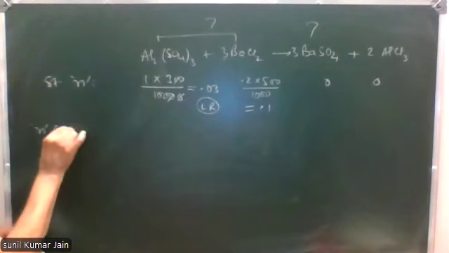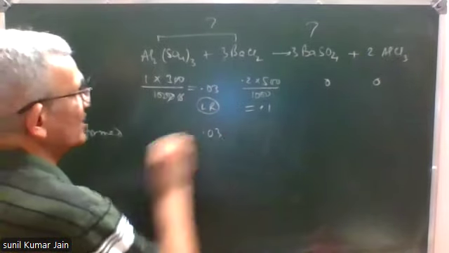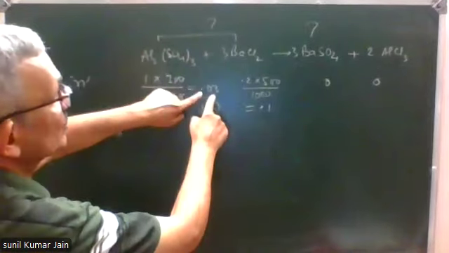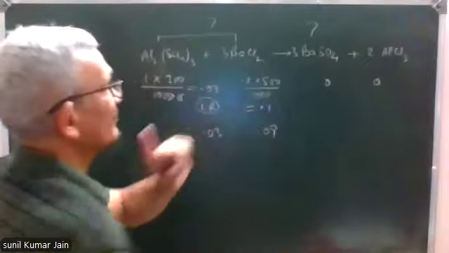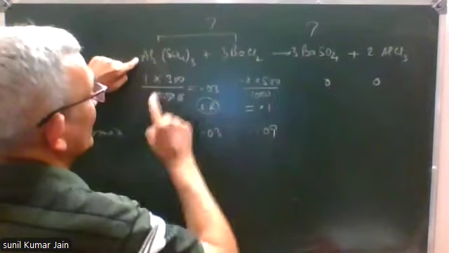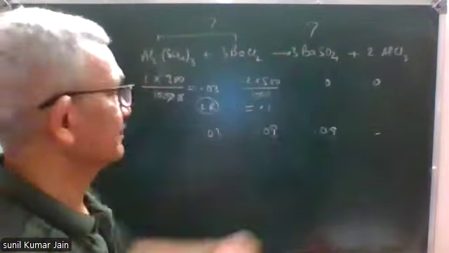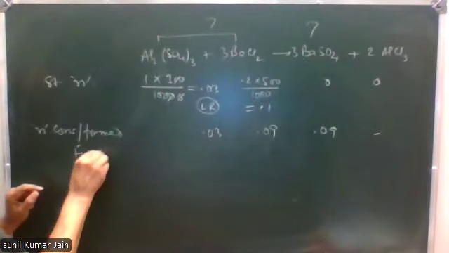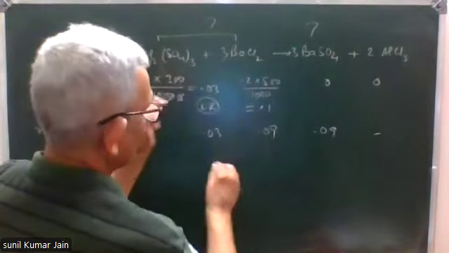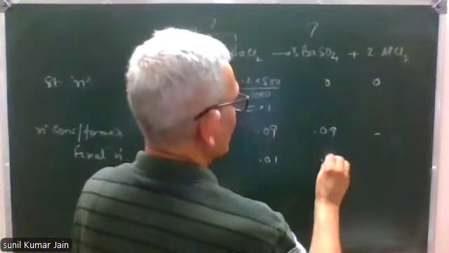Number of moles consumed, formed. Limiting reagent completely consumed. 1 will consume 3, 0.03 will consume 0.09. 1 will produce 3, 0.03 will produce 0.09. This we don't have to calculate. Final number of moles. This will be, of course, 0. This minus this will be 0.01 mole. This is 0.09 mole.